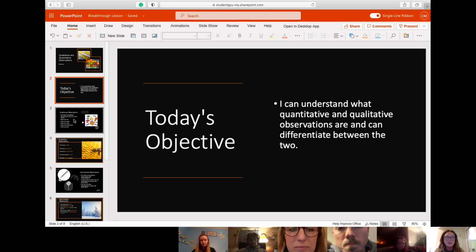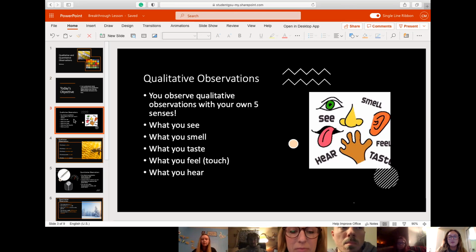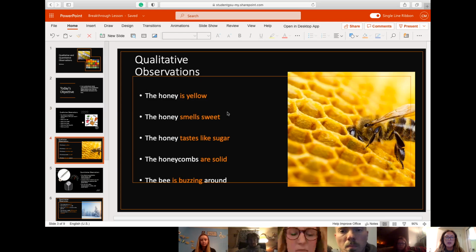Awesome. Okay. So we're going to start off with qualitative observations and explain what those look like. You observe qualitative observations with your own five senses. So that's what you see, what you smell, what you taste, what you feel, and what you hear. We're going to use this picture as an example and see what qualitative observations we can make about the picture. So the honey is yellow, so we can see that the honey is yellow.